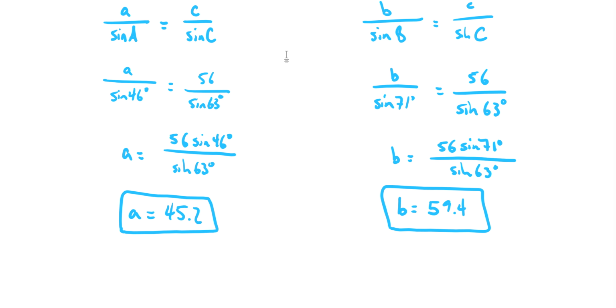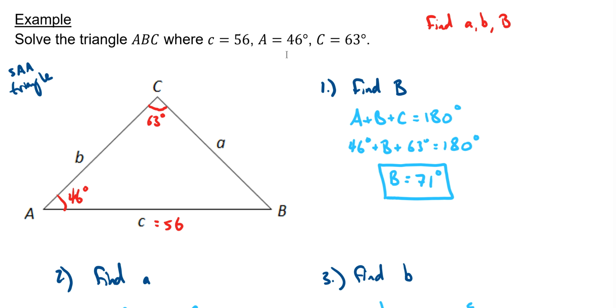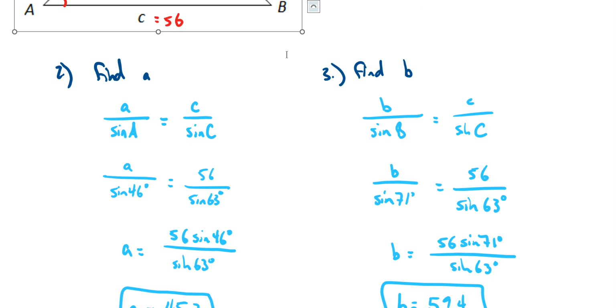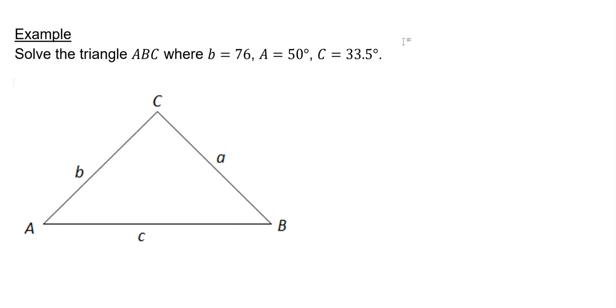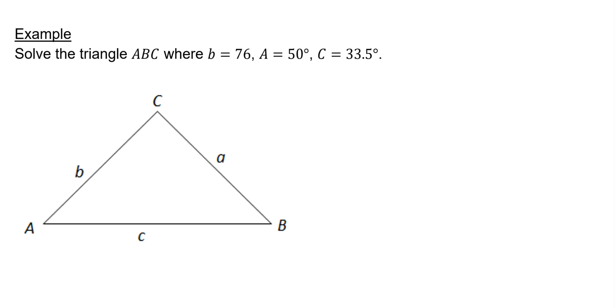Okay, so once again, this is for a side angle angle triangle. Find the missing angle first, then use law of sines to determine the two missing sides. So for the next one, I'll skip the next one. Maybe try this one on your own, because it's the same exact process where we have two angles and the side.